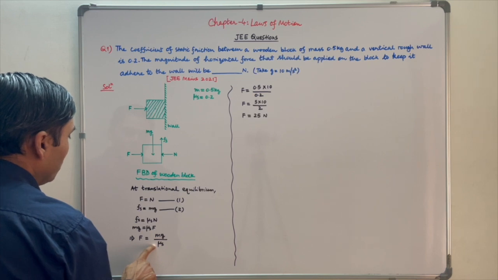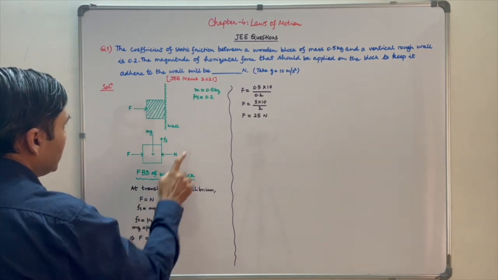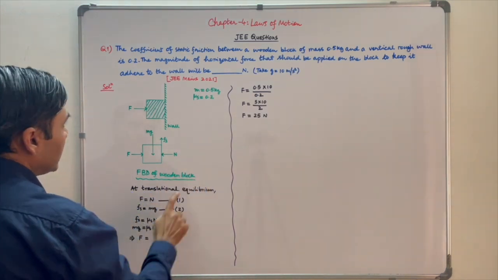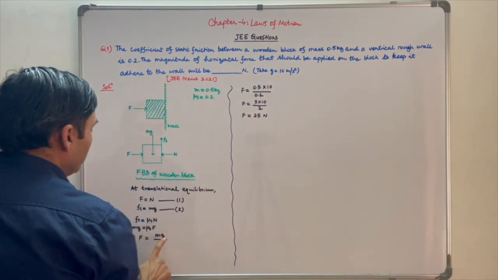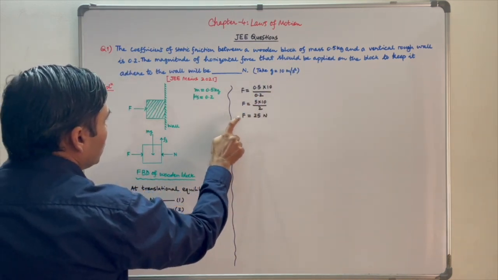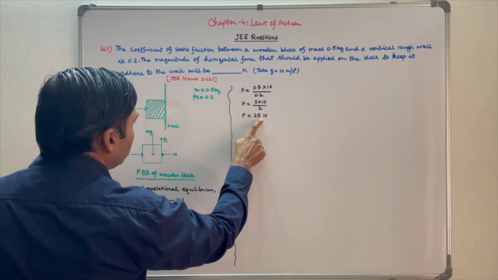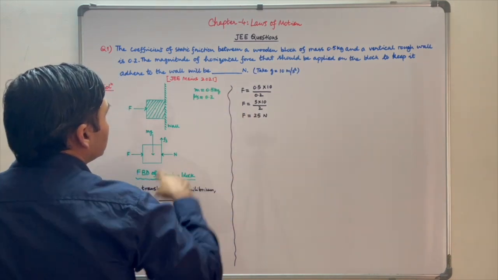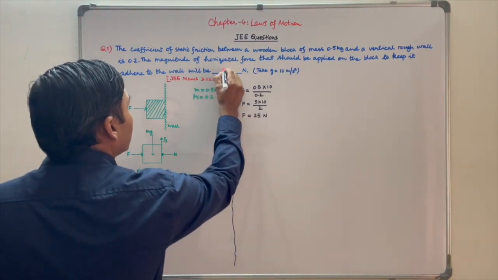Now we can put the values given. M is given as 0.5 kg, g we can take 10 meter per second square, μs is given as 0.2. So F comes out to be equal to 25 Newton. So the answer is 25 Newton.